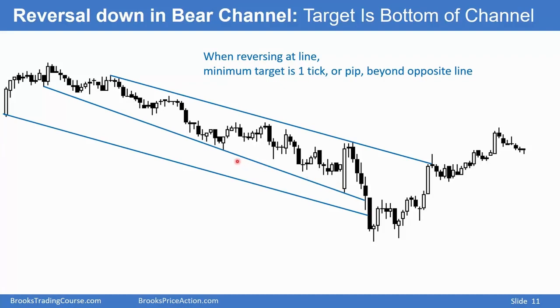Different ways to draw the bottom of this channel. In any case, if the market is reversing up from the bottom of a channel, what's the minimum target? Well, the minimum target is for the market to go at least a little bit above the top of the channel.